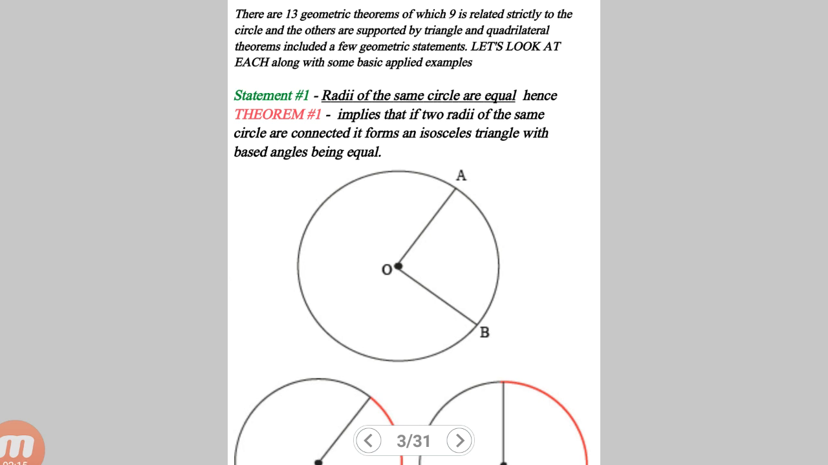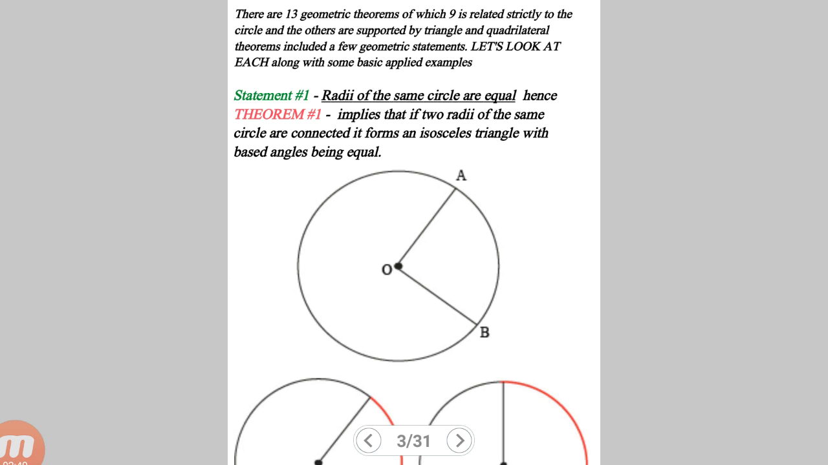Statement number 1 is that you must remember that radii of the same circle are equal. Well, that is in fact very important information about the radius. There's going to be more than one radius in a circle, so regardless of however many there may be, they're going to be of the same length.